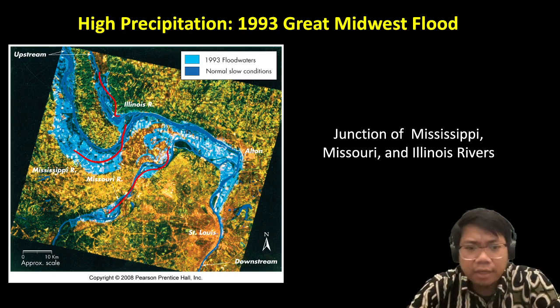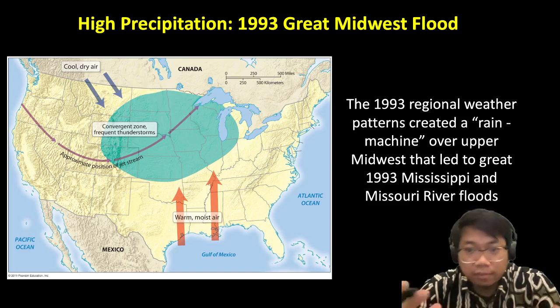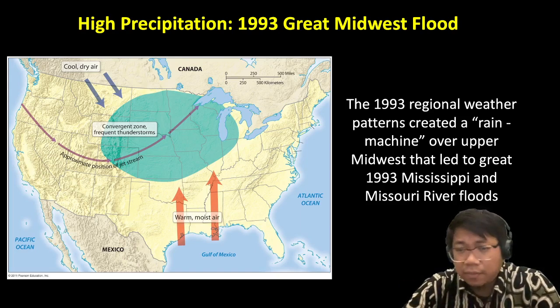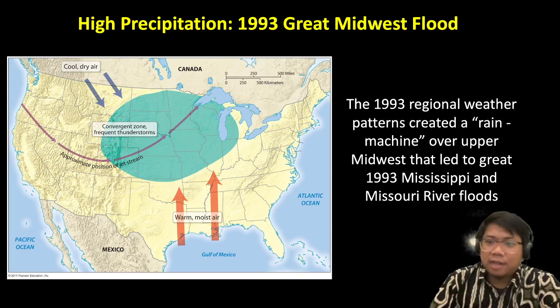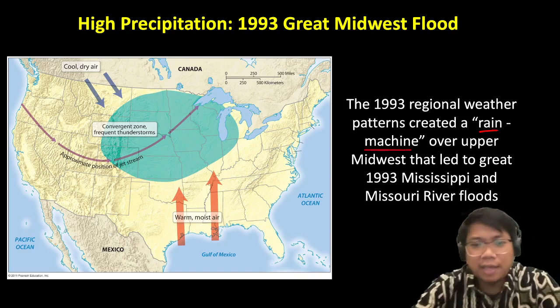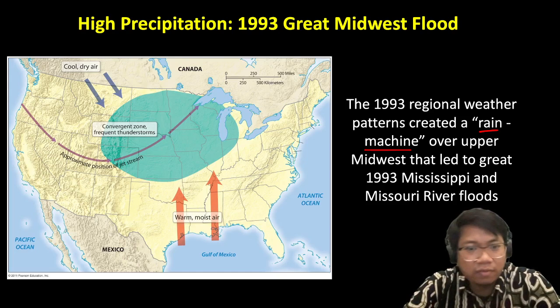Now, what happened here is that we have three major rivers coming into this location. And then in 1993, the regional weather patterns created this rain machine. At that time, they called it a rain machine over the upper Midwest that led to the great 1993 Mississippi and Missouri River floods.